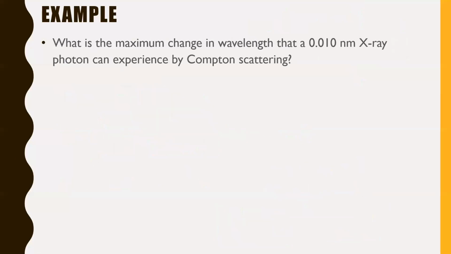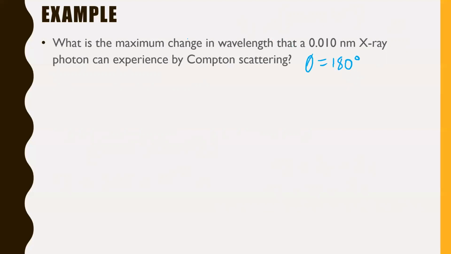What is the maximum change in wavelength that a 0.010 nanometer X-ray photon can experience by Compton scattering? Okay, so I guess the maximum change would happen if the photon reflected straight back. So it's like if it completely bounced back from us here. So in other words, that's going to mean that our theta is going to equal 180 degrees.